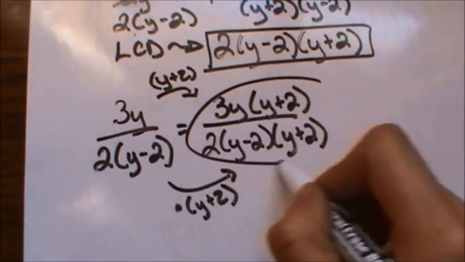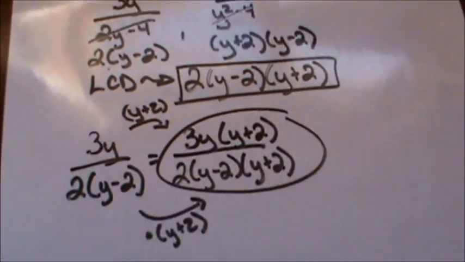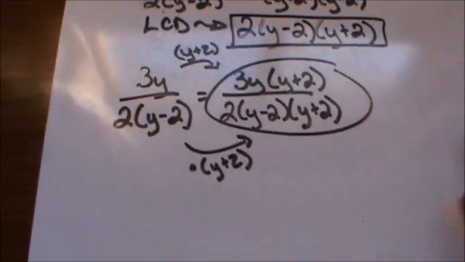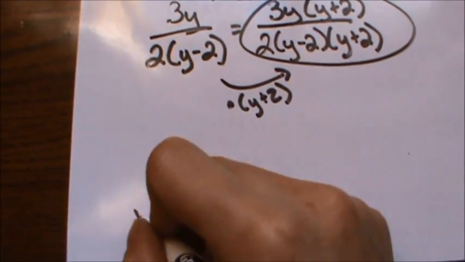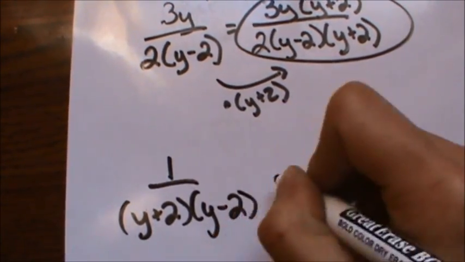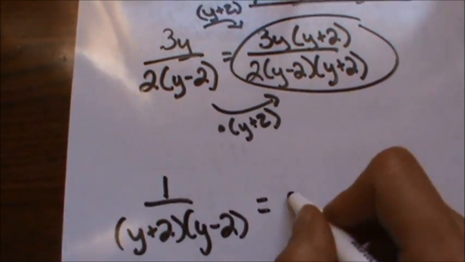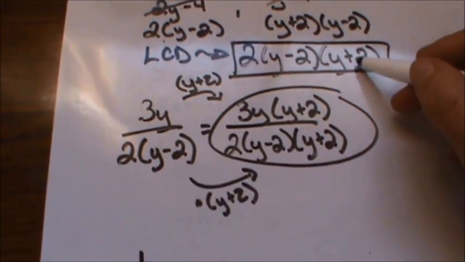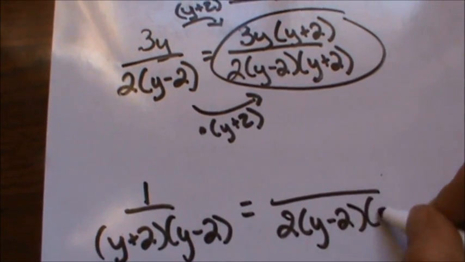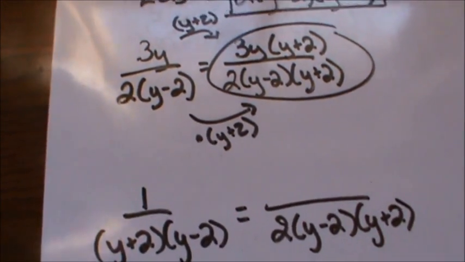That's one of them. Now let's try the other one. The other fraction, if I go back up to the beginning, was 1 over y plus 2, y minus 2. I need to figure out what that fraction would be with our LCD right here. 2, y minus 2, y plus 2.